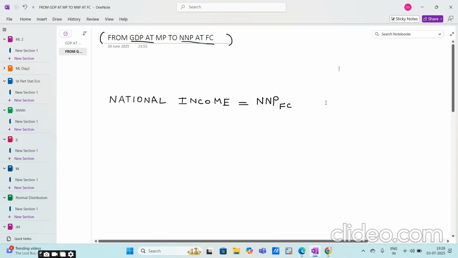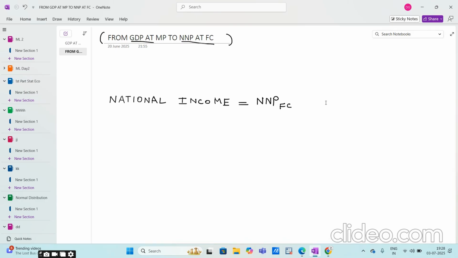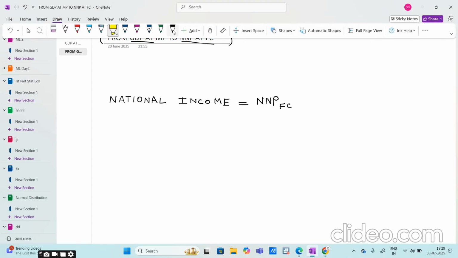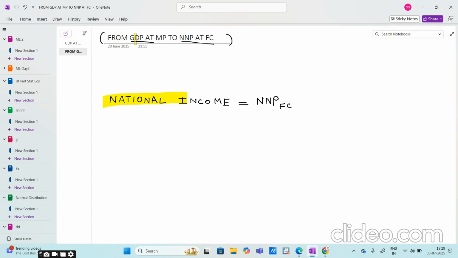But before going into these three methods, at first I will discuss the possible ways by which you can go from GDP at market price to NNP at factor cost. That means, what is national income? Whenever we are talking about national income, what do I mean? So basically national income means NNP at factor cost.